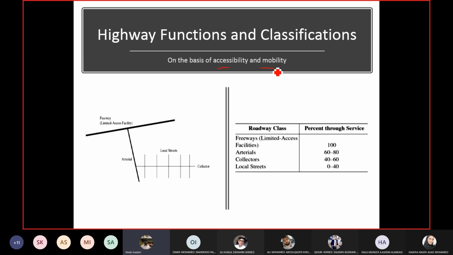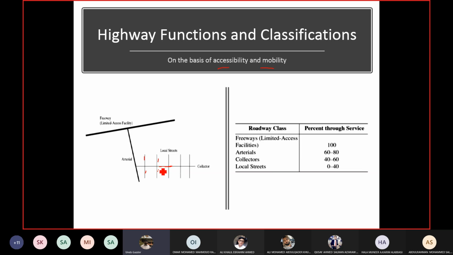Now accessibility and mobility cannot be provided in the same degree together. You cannot have high accessibility and high mobility. One of these would be less than the other. Either you can have high accessibility or you can have high mobility. Why? Because accessibility means providing connections. So for example, take this street. This street has many connections. You can see here, there are many streets coming from both sides and connecting with this.